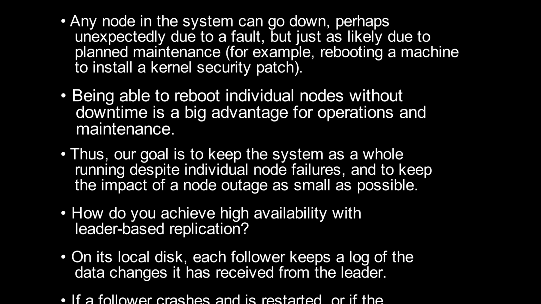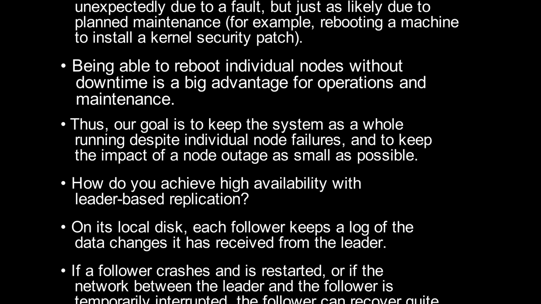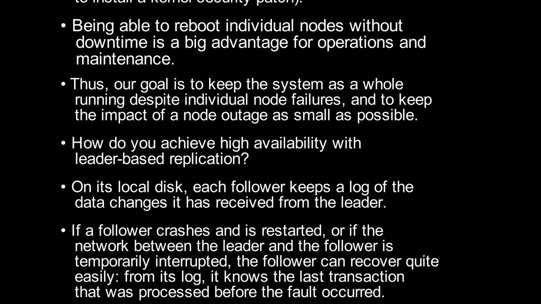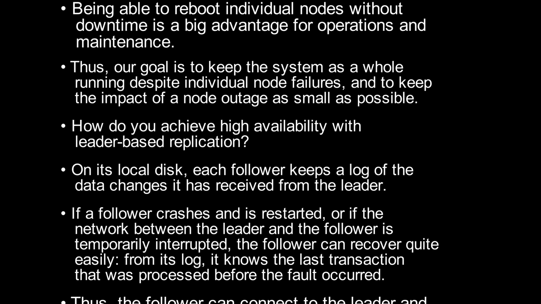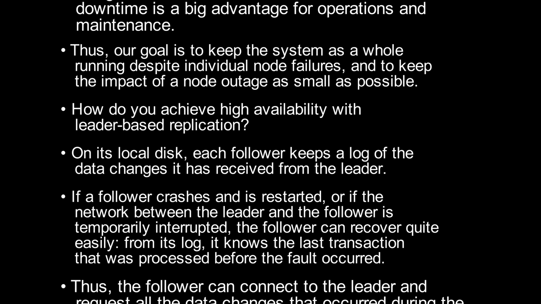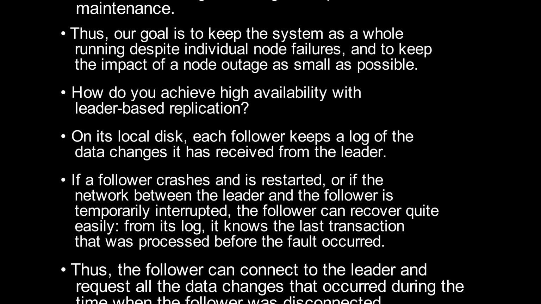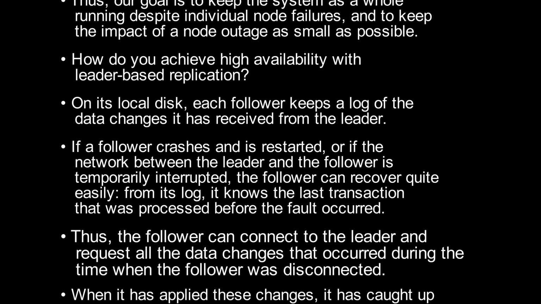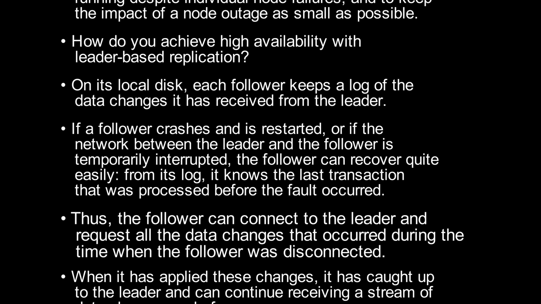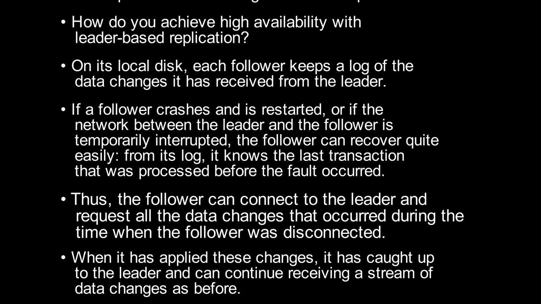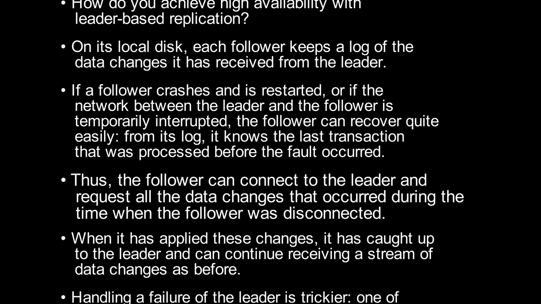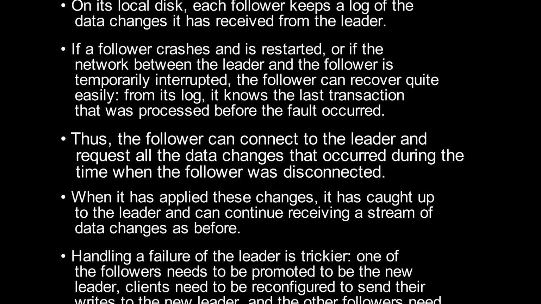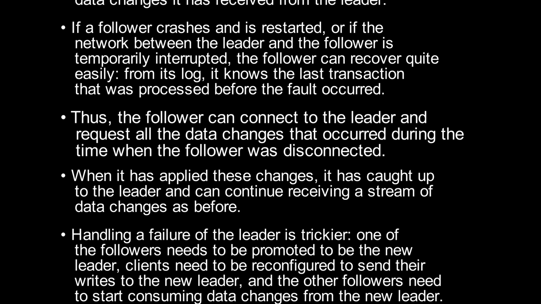How do you achieve high availability with leader-based replication? On its local disk, each follower keeps a log of the data changes it has received from the leader. If a follower crashes and is restarted, or if the network between the leader and the follower is temporarily interrupted, the follower can recover quite easily. From its log, it knows the last transaction that was processed before the fault occurred. Thus, the follower can connect to the leader and request all the data changes that occurred during the time when the follower was disconnected. When it has applied these changes, it has caught up to the leader and can continue receiving a stream of data changes as before.